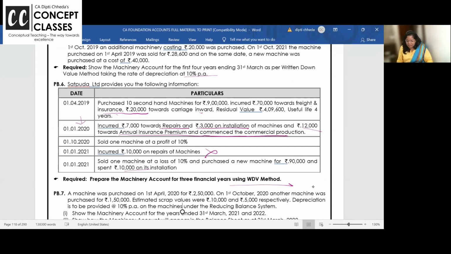And please listen, machinery is purchased in April, but it was lying in packing. It was installed and started on 1st January. So in the very first year, depreciation also you will take for 3 months. Write a lot of explanation right now so that later you are not confused. Clear to all of you?